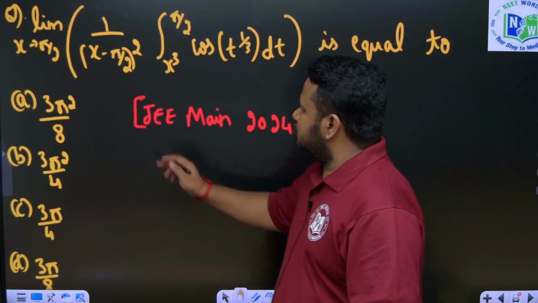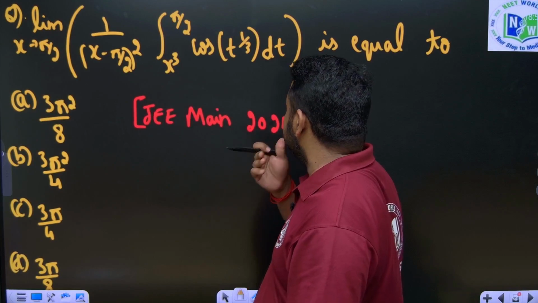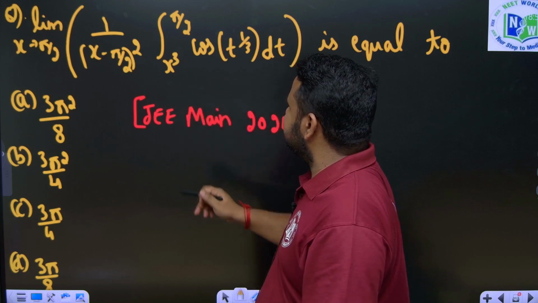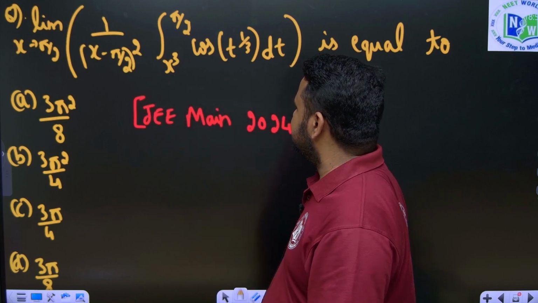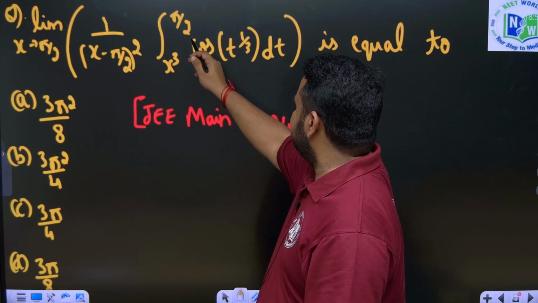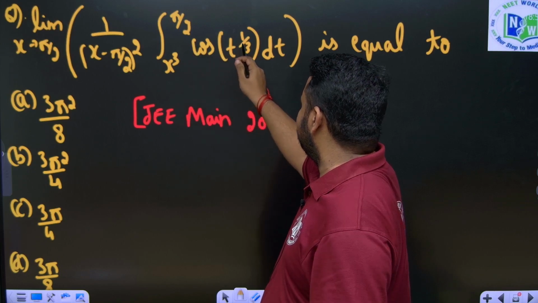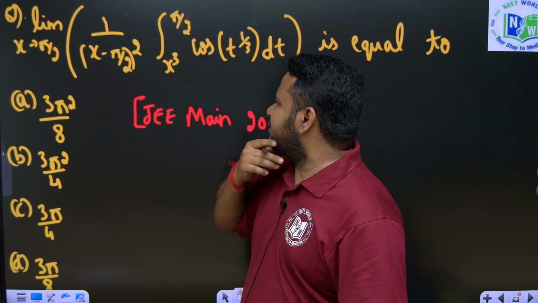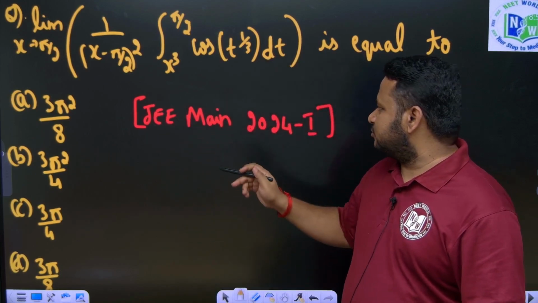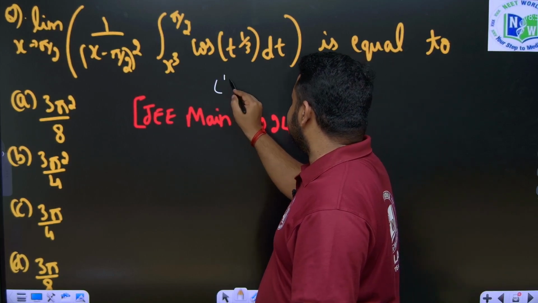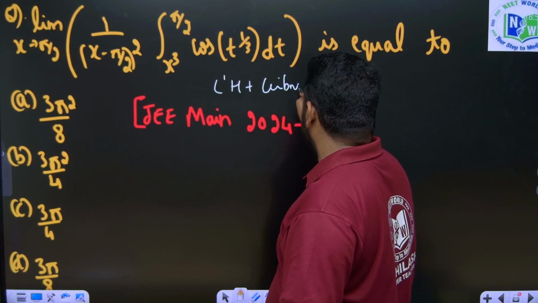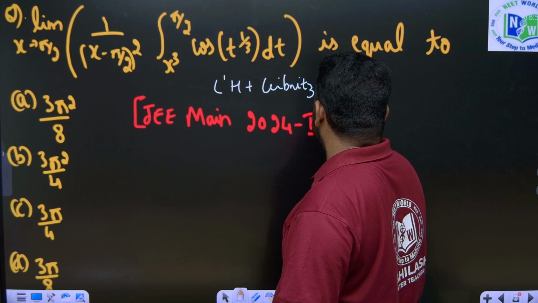Looking at this, it's a seemingly difficult question, but it's actually very simple. So let us rearrange this. They have given the limit as x tends to pi by 2 of 1 by (x minus pi by 2) whole square, integral from x to pi by 2 of cos t to the power of 1 by 3 dt, equal to what? By looking at this, one thing I am getting to know is that here we have to apply L'Hospital rule plus Leibniz formula.